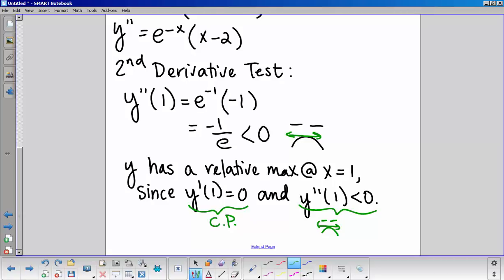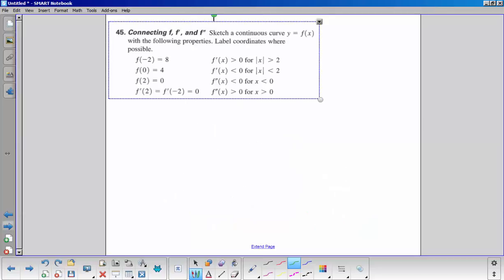I don't use the second derivative test very often. I use it mostly when I have a nice polynomial that you can take the derivative of 3 times very easily, or 2 times easily. All right, moving right along.